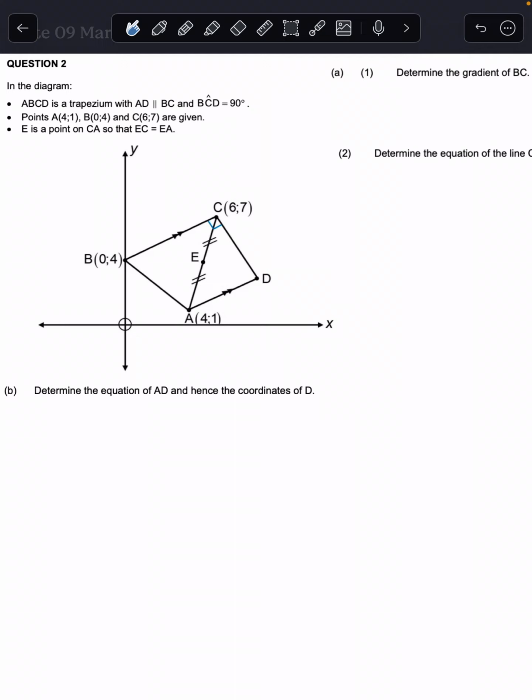Today we're starting to look at IEB's paper 2 from November 2023. And yeah, let's get into it. We're looking at question 2. And here's what's going on.